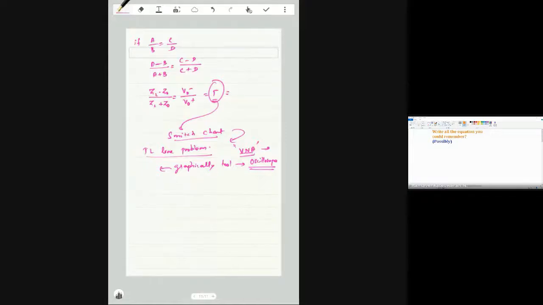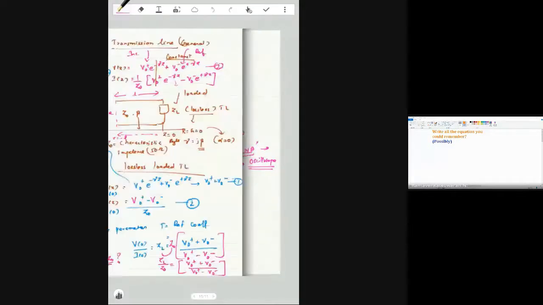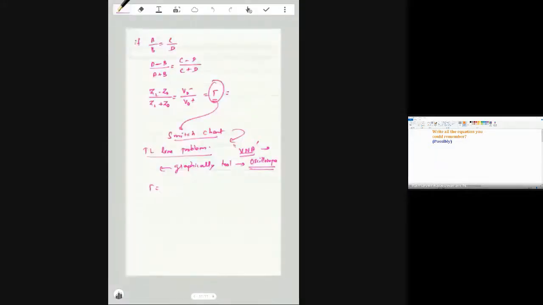Coming back to gamma, I introduced this gamma, and I will write it into the voltage and current equations. How is this voltage and current going to change? I'll write it here, taking another equation. This is V naught plus e power minus j beta z, and V naught minus e power plus j beta z.